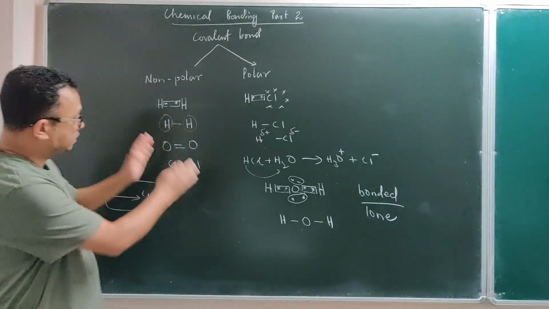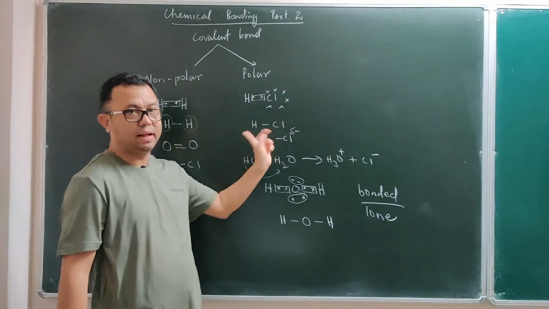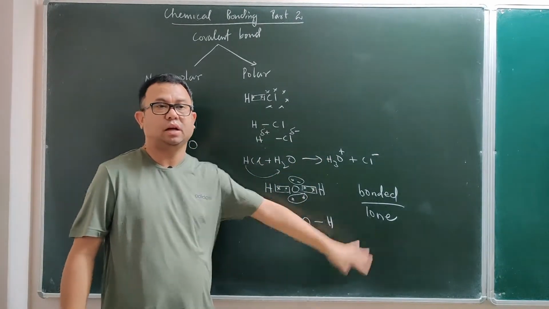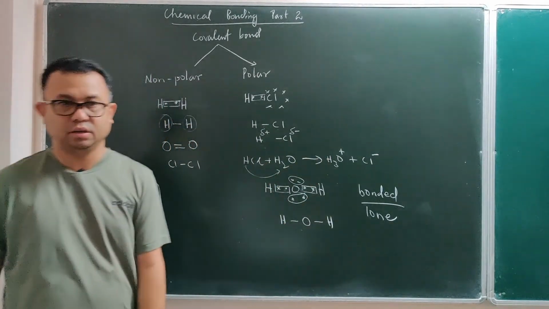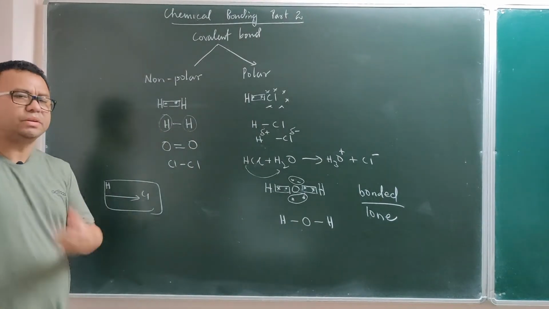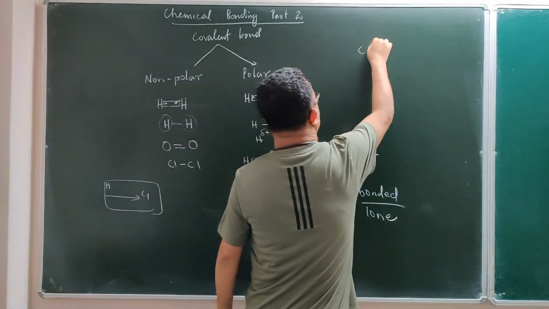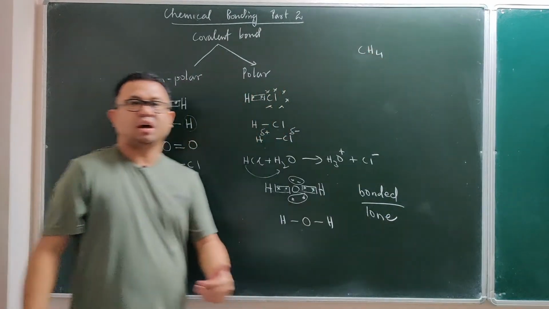Alright, so if the combining atoms are similar, the bond is non-polar. If they are different, like HCl, or as you can see, oxygen and hydrogen, or ammonia, nitrogen and hydrogen, they are polar. But there are a few exceptions. One of the biggest exceptions is methane. You can do the same thing with carbon tetrachloride also.